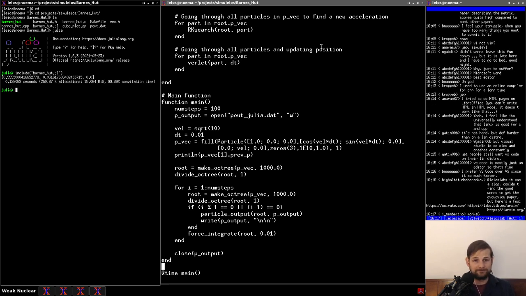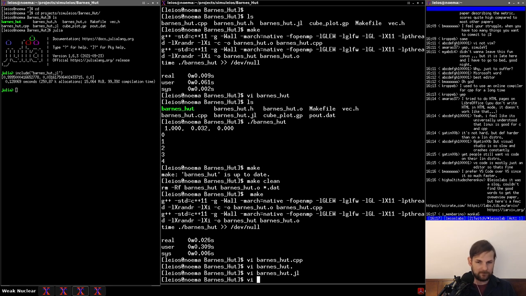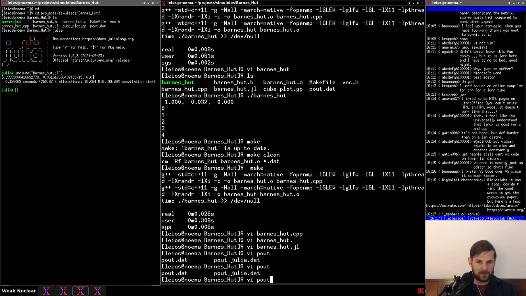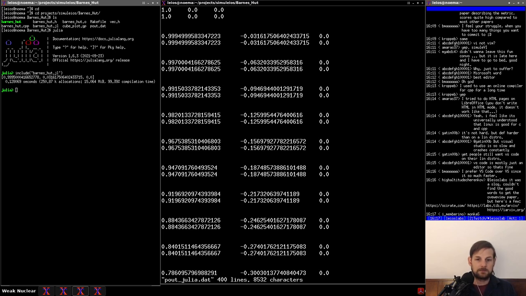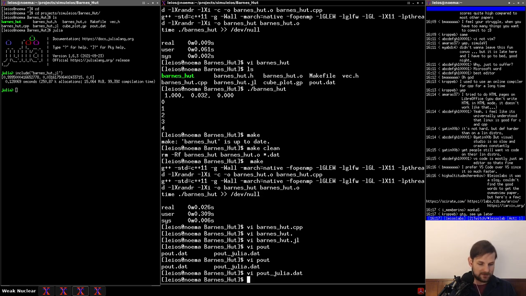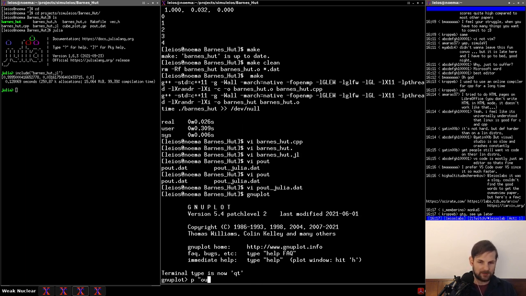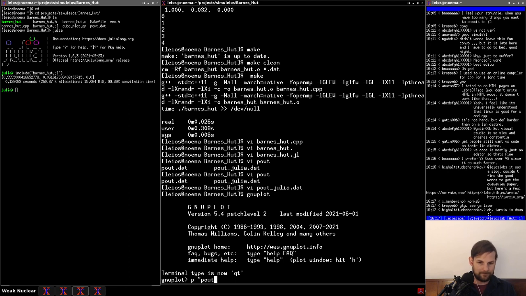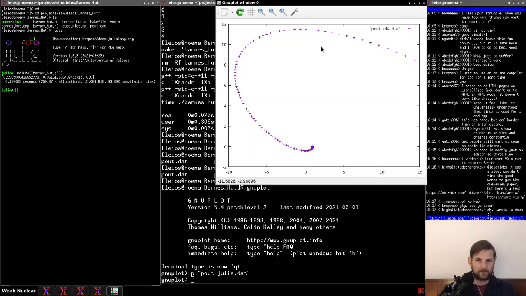It ran. Cool. What did I do? I have a particle output, so pout julia.dat. What is this? I don't know. Let's just go to gnuplot. Pout. Cool. Wow, that looks actually pretty good.